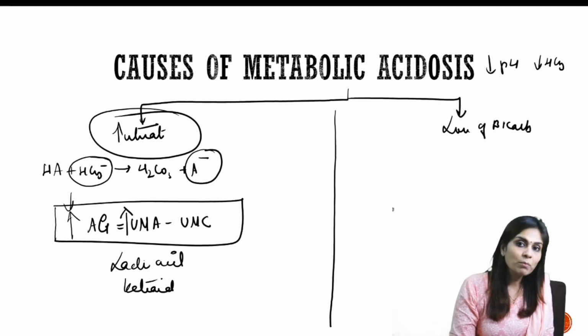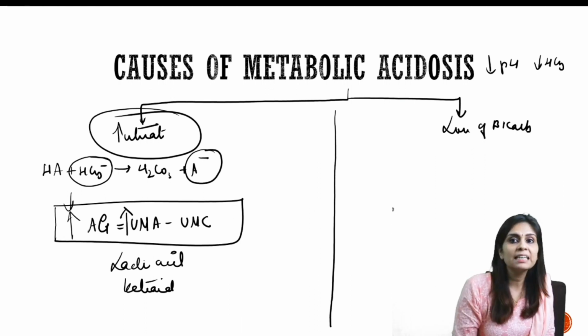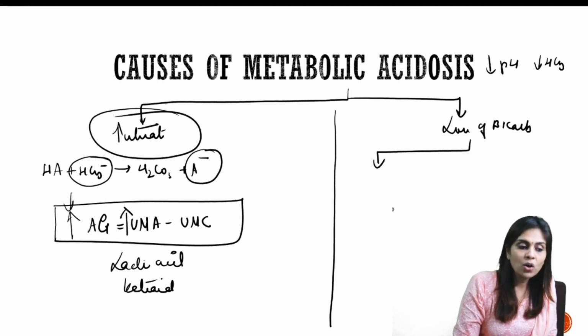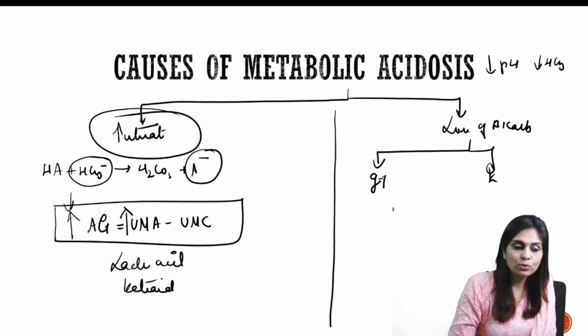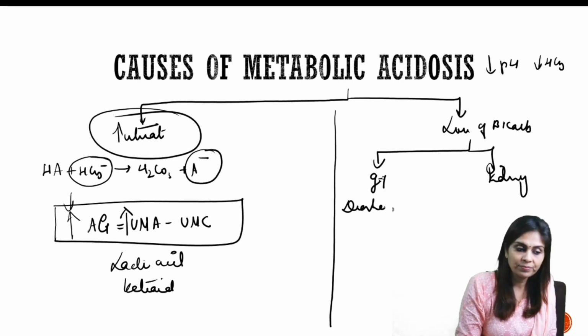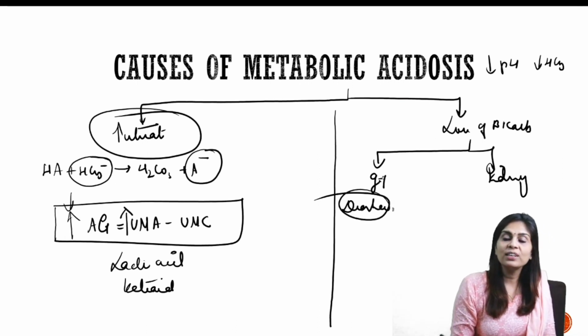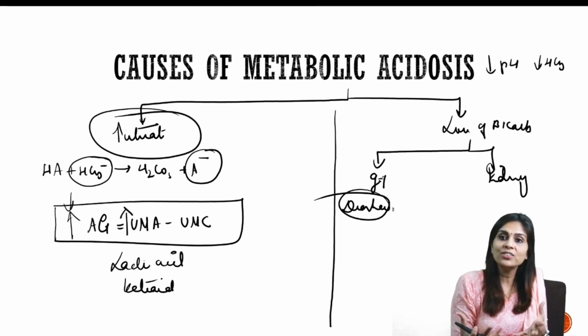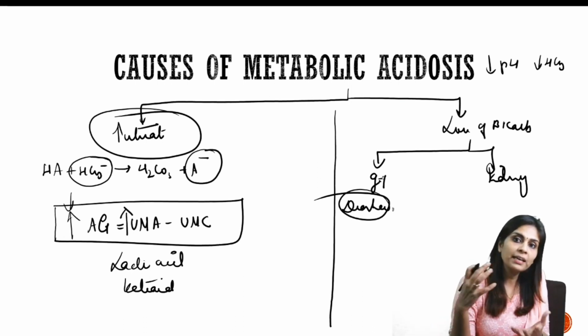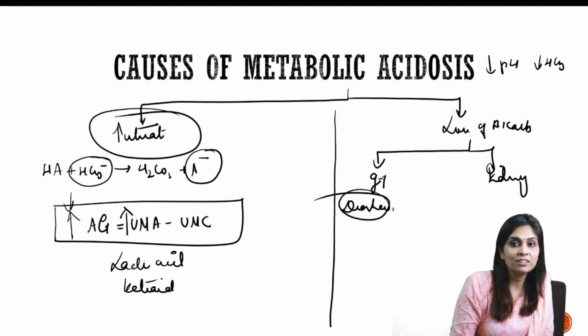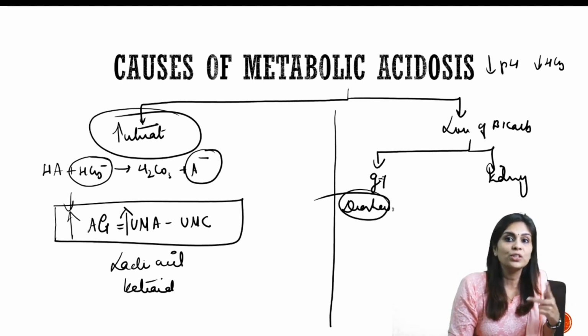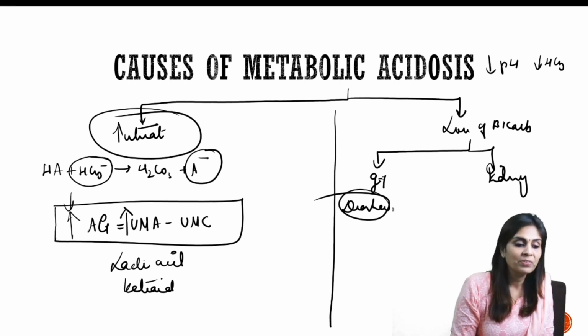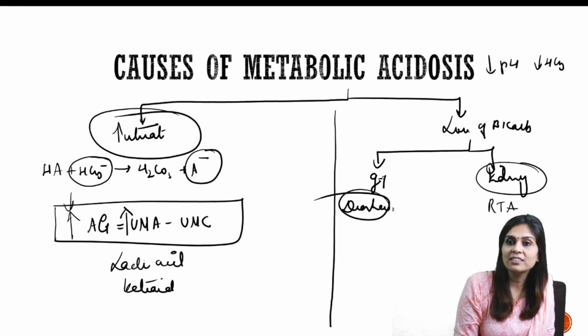Now what happens when metabolic acidosis is caused by a loss of bicarbonate? Bicarbonate can be lost either through GIT or through kidney. Example for GI loss of bicarbonate is diarrhea. Because what happens in diarrhea, mucus gets lost, and mucus is rich in bicarbonate. So through that route bicarbonate is getting lost, that causes metabolic acidosis. So vomiting causes metabolic alkalosis, diarrhea causes metabolic acidosis. Now example for renal loss of bicarbonate would be renal tubular acidosis. Example is proximal renal tubular acidosis.